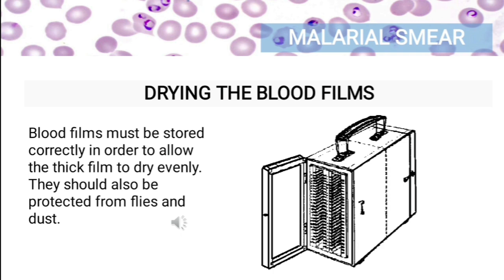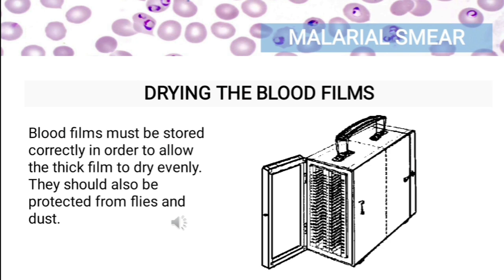After the preparation of your thick and thin blood films, they must be stored correctly in order to allow the thick film to dry evenly. They should also be protected from flies and dust. The best kind of box, both in the field and in the laboratory, is that shown on the right side of the PowerPoint slide. Slides are stored horizontally, which allows the thick film to dry level and with even thickness. There is a door to keep out flies and dust and a handle for carrying the box.